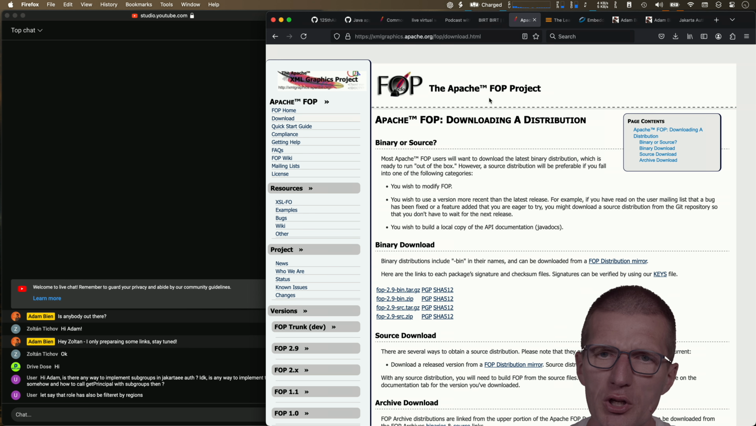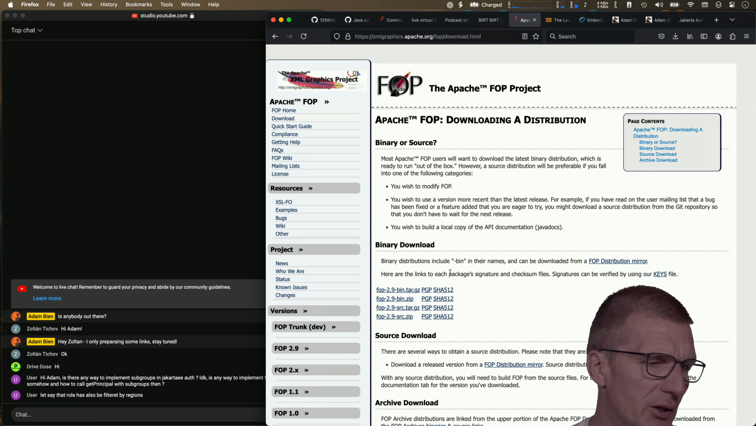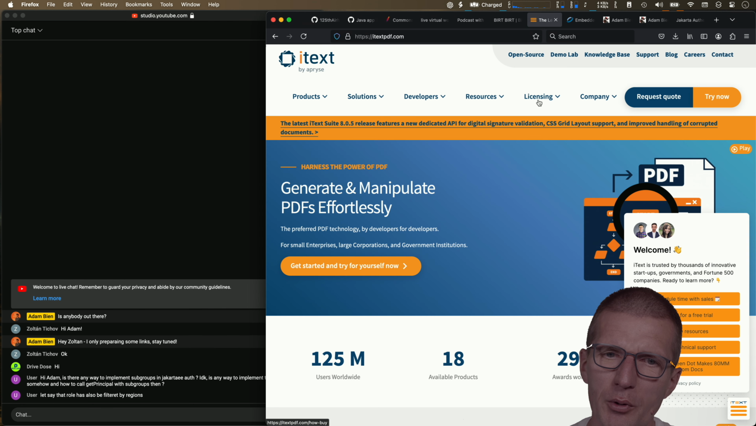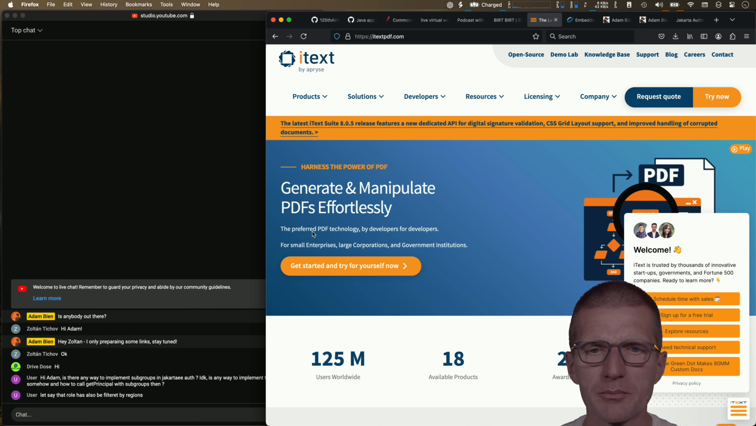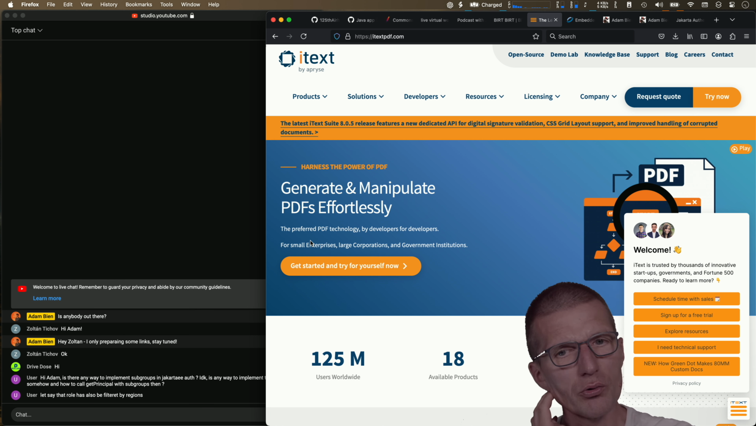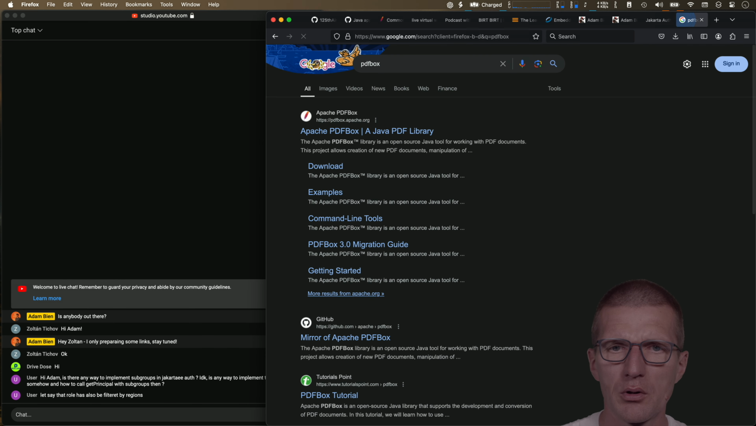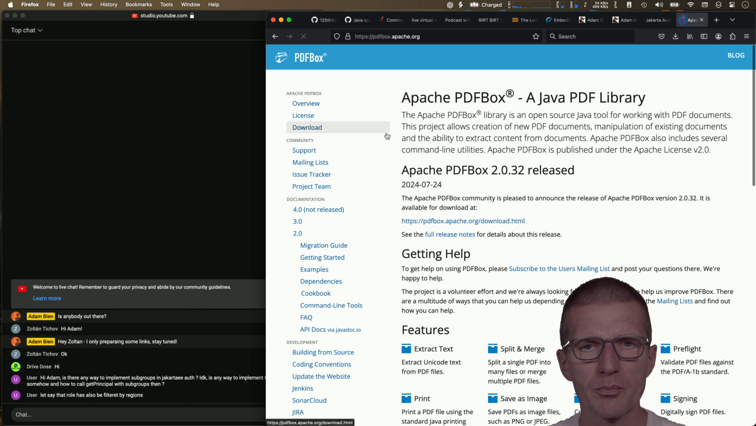This was the Apache FOP project we mentioned earlier. What I remember back then, it consumed a lot of memory and it was a bit slow, but it was also used a lot. This is the iText library, which is also used a lot. There was also PDFBox, I remember, right? Apache PDFBox, also a Java library.